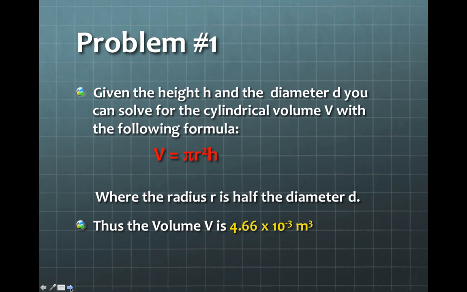The key thing to solving this problem is to first determine the volume. Considering what has been given, and considering that the radius is half the diameter d, we calculate the volume to be 4.66 times 10 to the minus 3 meters cubed.